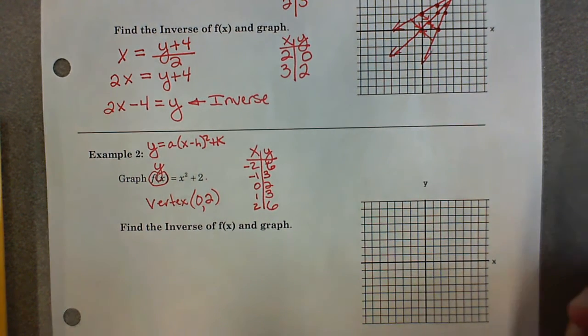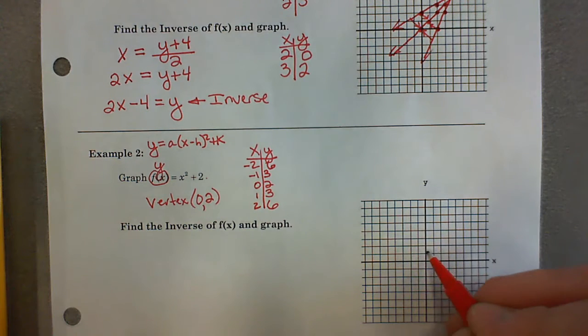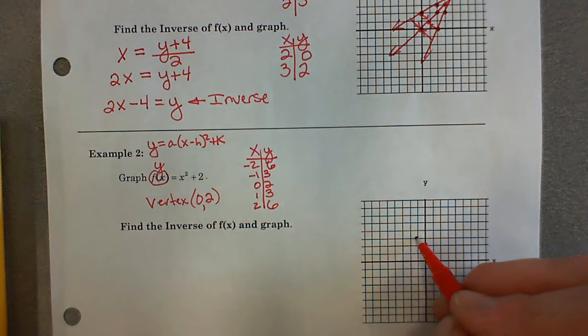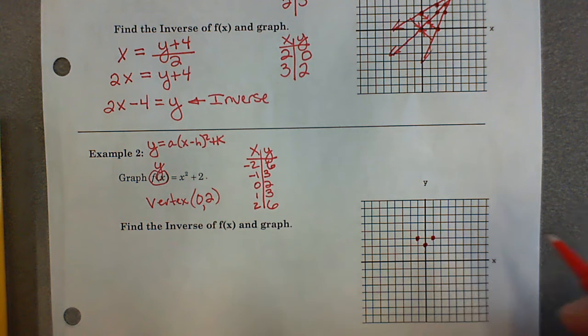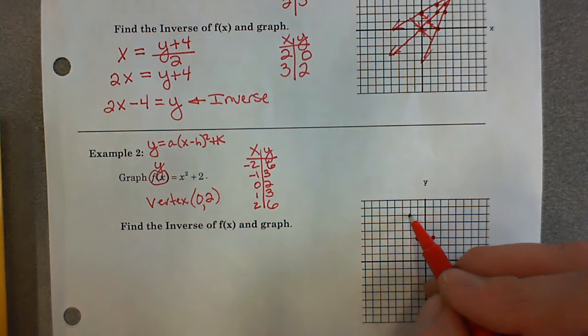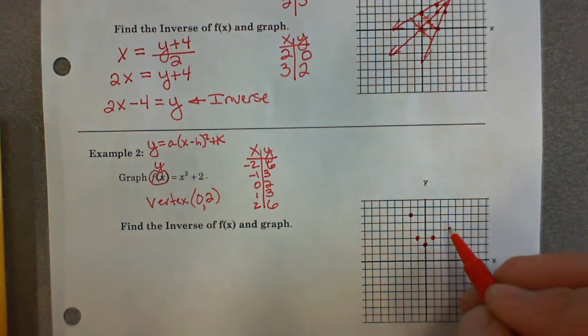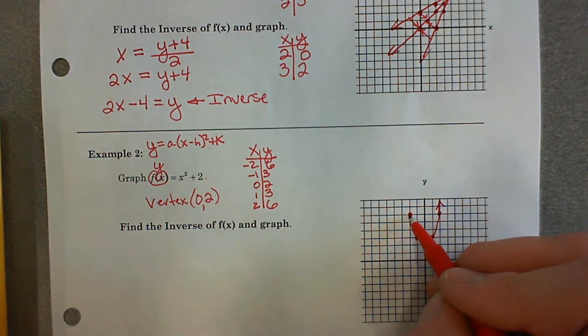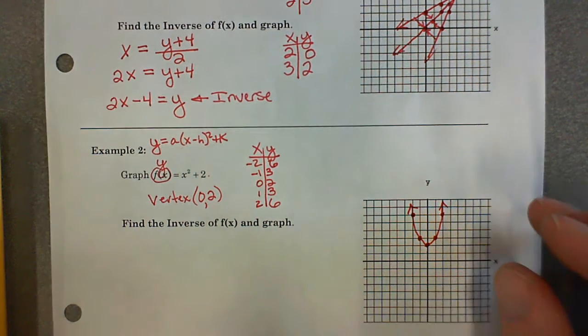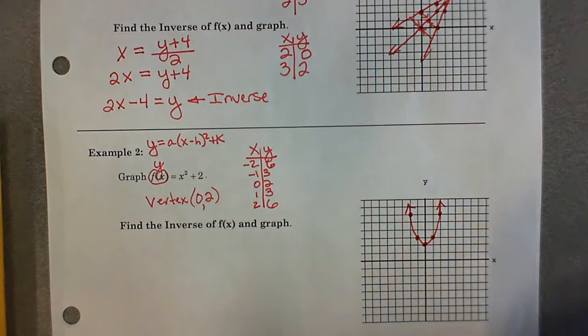We can now plot these. So 0, 1, 2. We can go -1, 1, 2, 3. Positive 1 is also at 3. -2 is up at 6. And positive 2 is also up at 6. So here's the graph of the original parabola. Okay, that's the original quadratic.